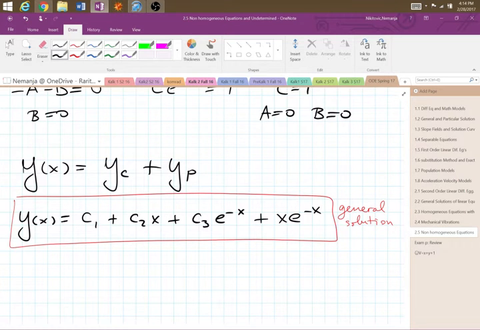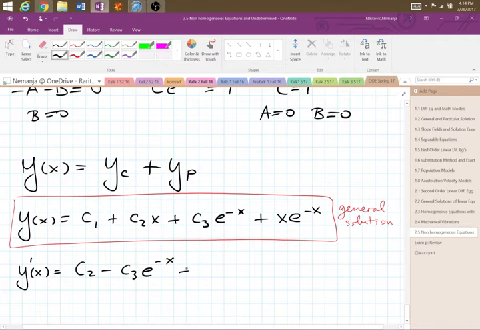And then we're going to differentiate and do whatever we have to for those initial conditions. So this is the y prime. First one dies, C2 plus, no, minus C3e to the negative x plus the product rule, which is x negative 1 e to the minus x plus e to the negative x. So that's the second one.